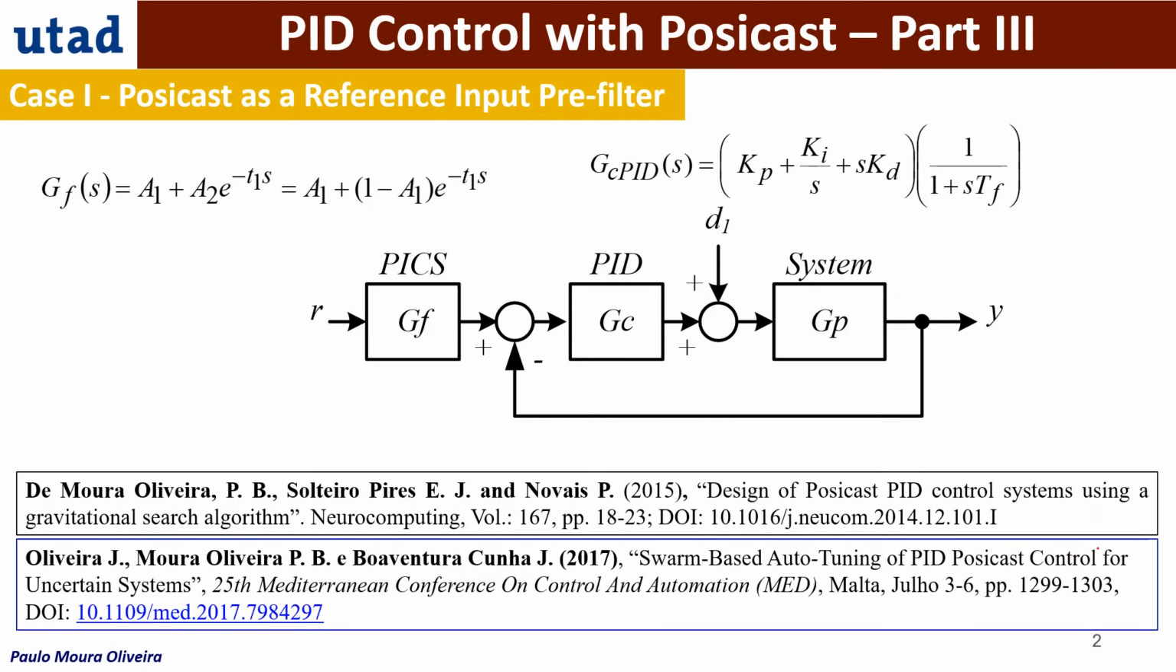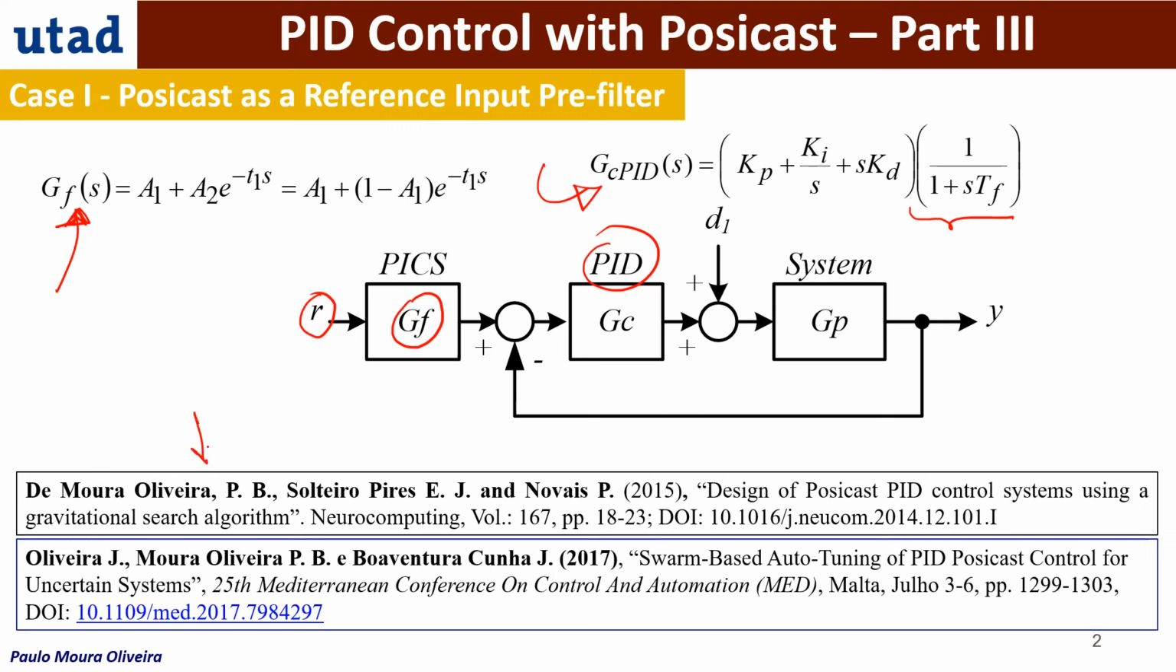So we have seen before the control structure that we are using. This is a 2 degrees of freedom control structure, where we have a pre-filter, this GF, which deals with the reference input shaping, and a PID controller. The pre-filter can be a Posicast, that in this case is an outside Posicast, but it can be a 3-step Posicast. And this is the PID control transfer function, and it uses a filter in series.